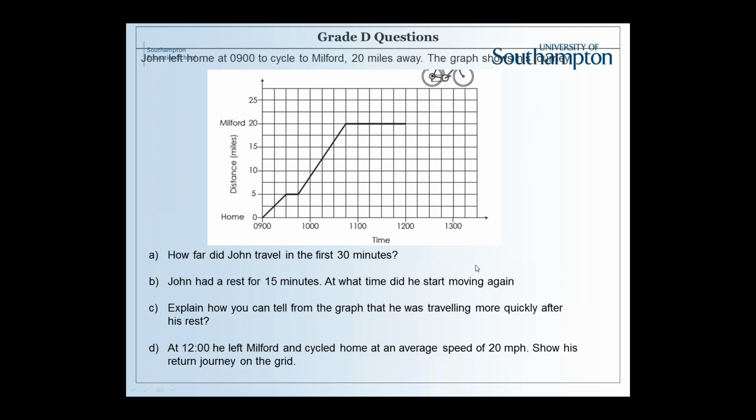John left home at 9 o'clock to cycle to Milford, 20 miles away. This is covered up, but it says the graph shows his journey. So just have a look at the graph and these questions and have a go at answering them yourselves first.